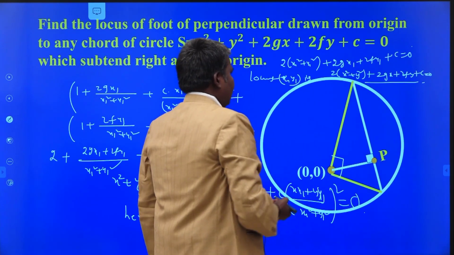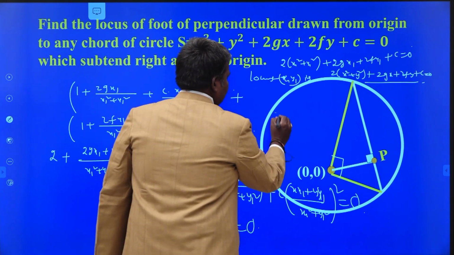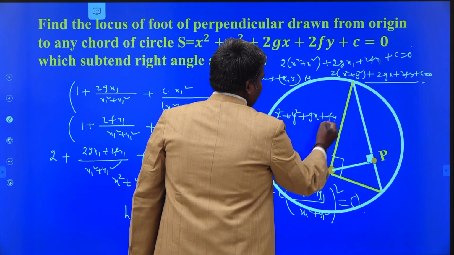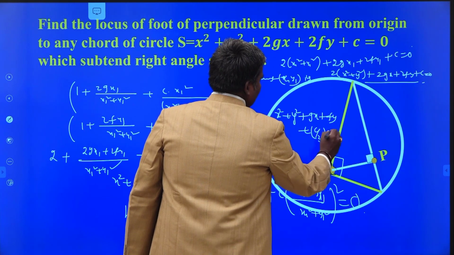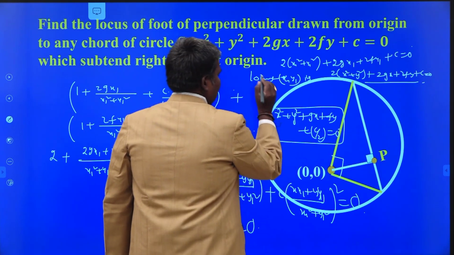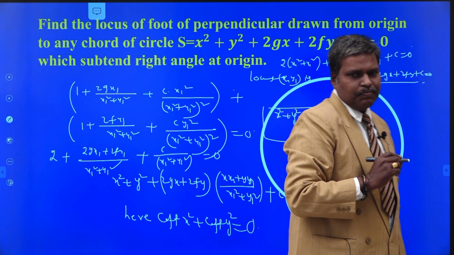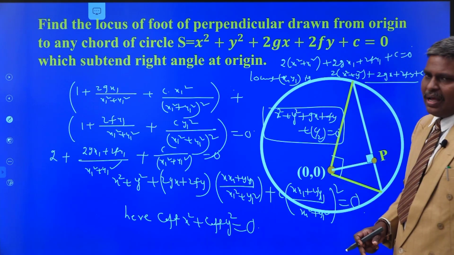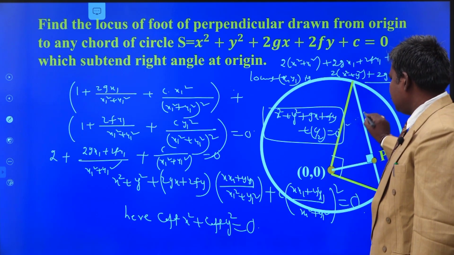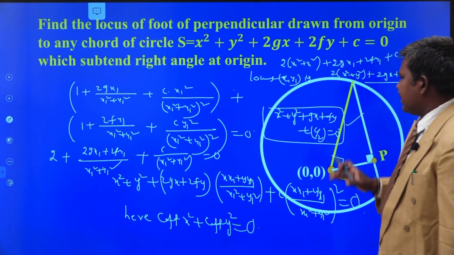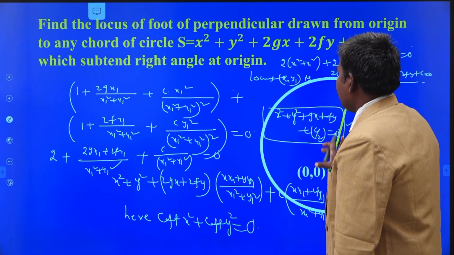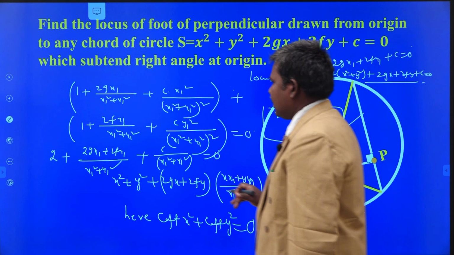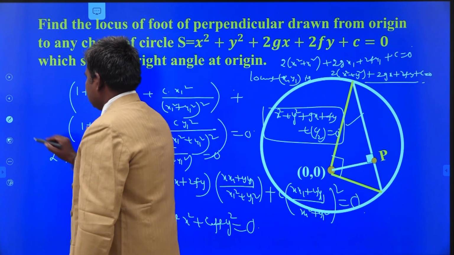So you may divide it with 2 also. Your answer is like this: x square plus y square plus gx plus fy plus c by 2. You may write in this manner. This is the very important concept here. The locus is another circle with center at minus g by 2 comma minus f by 2. This is the way. You have some shortcut also, but you don't use it in your subjective exams. But I will explain how to write the shortcut.